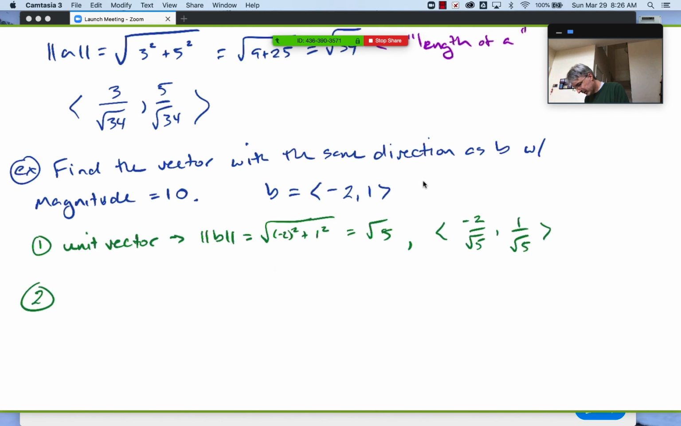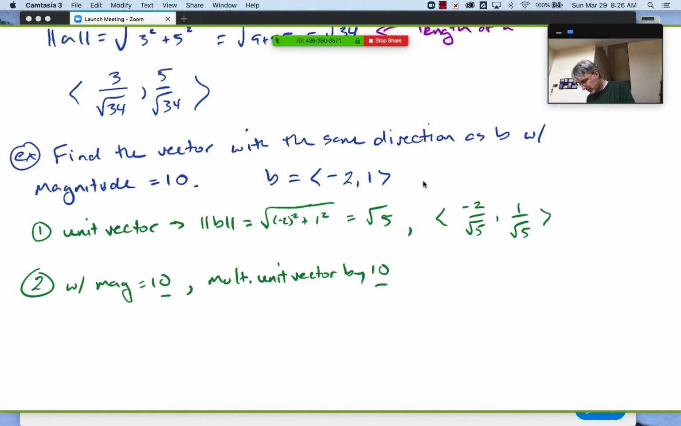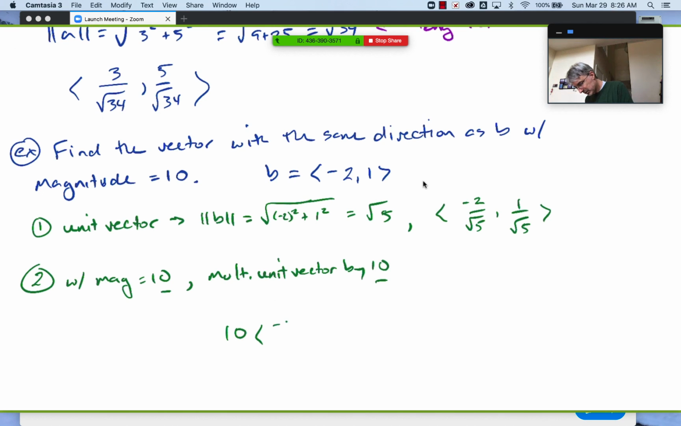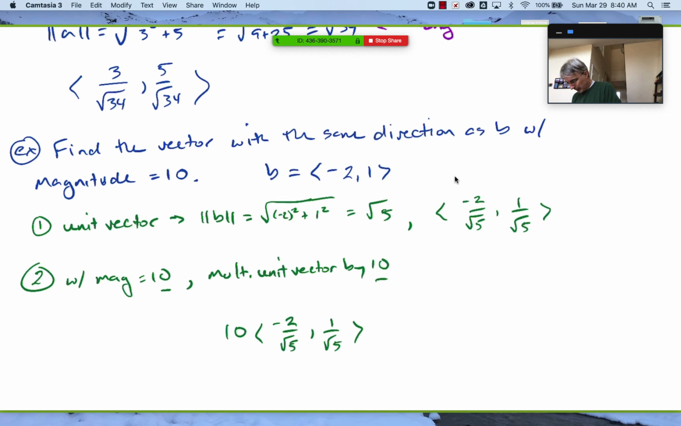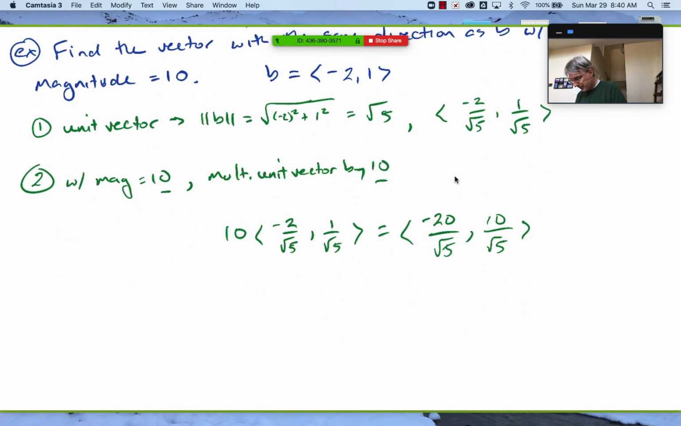And then the second step, if I want to have magnitude equals 10, I'm going to multiply the unit vector by 10, because that's the magnitude I want. And so 10 times negative 2 over root 5, comma 1 over root 5. And this is what we did in one of the initial problems. Distribute through, so I get negative 20 over the square root of 5, comma 10 over the square root of 5. And that's my final answer.